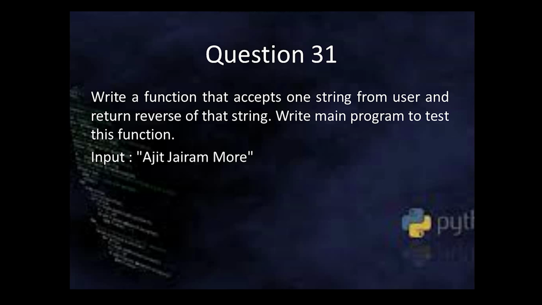Example, if the input string is Ajit Jairam More, it should return that string in reverse order. I hope you're understanding the question. Very basic question. Remember, string is also an object in Python. String means a sequence of characters enclosed in single quote or double quote, right? Only the thing is, in Python, string is immutable, means you cannot modify that string. Rather, you can build a new string object.